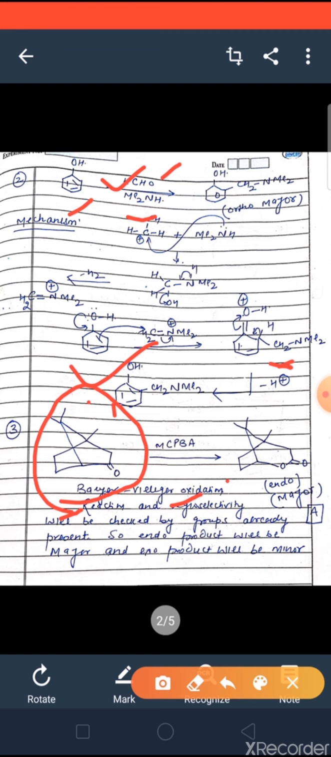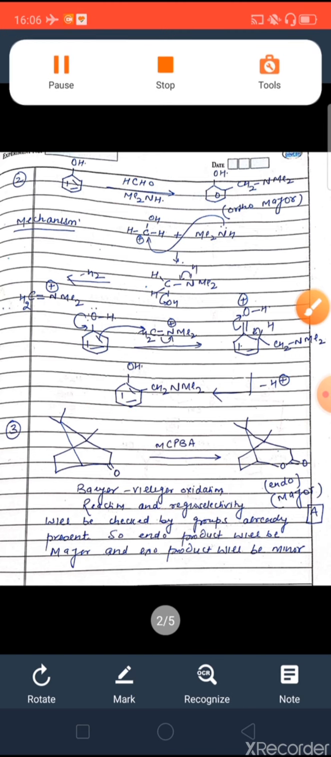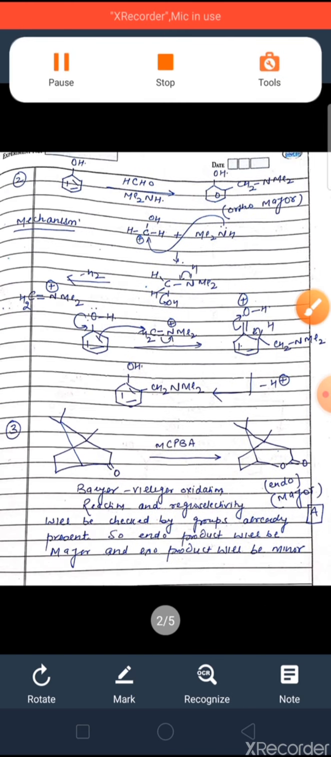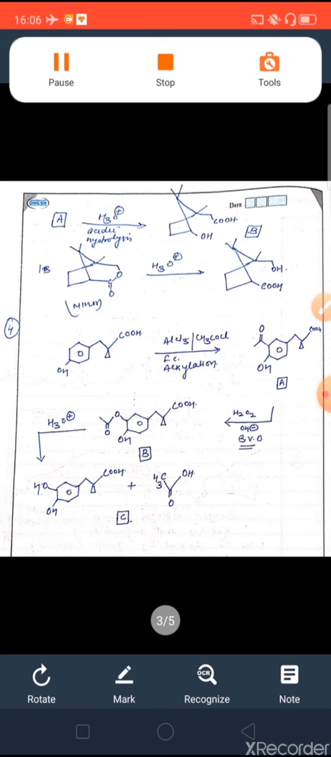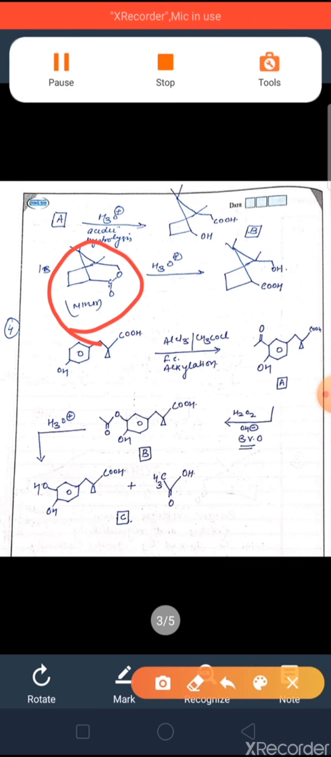So the endo product will be the major product, meaning the oxygen is supplied from the endo side, and the exo product will be the minor product. So here this product will be synthesized, and this will be the endo product, which is the major product, and this one, the exo position, is the minor product.